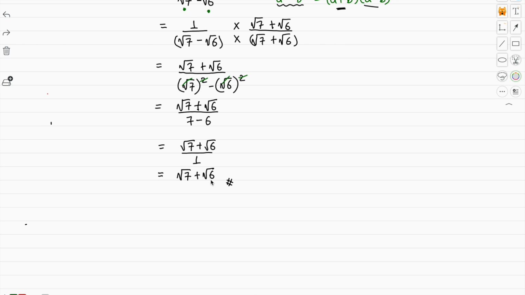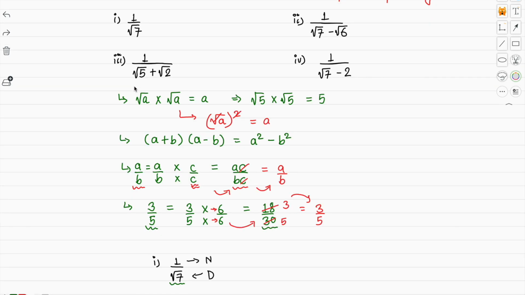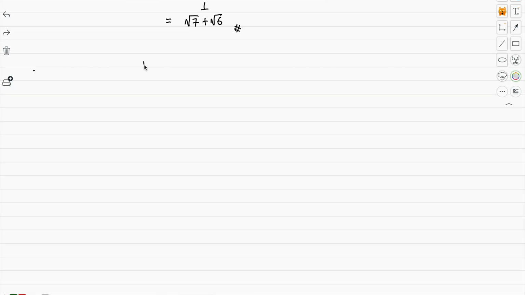Now let's go to our third question. Our third question was 1 divided by root 5 plus root 2. This is very similar to our second question, okay? So let's see. In question number 3, we have 1 divided by root 5 plus root 2. In this particular question, we have a plus b in the denominator, okay? So we need a minus b to make it a square minus b square. So what are we going to multiply this denominator with?